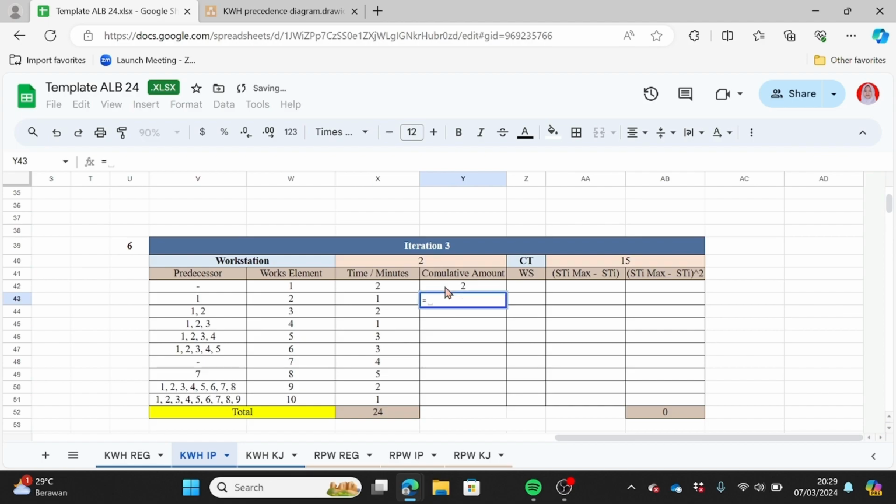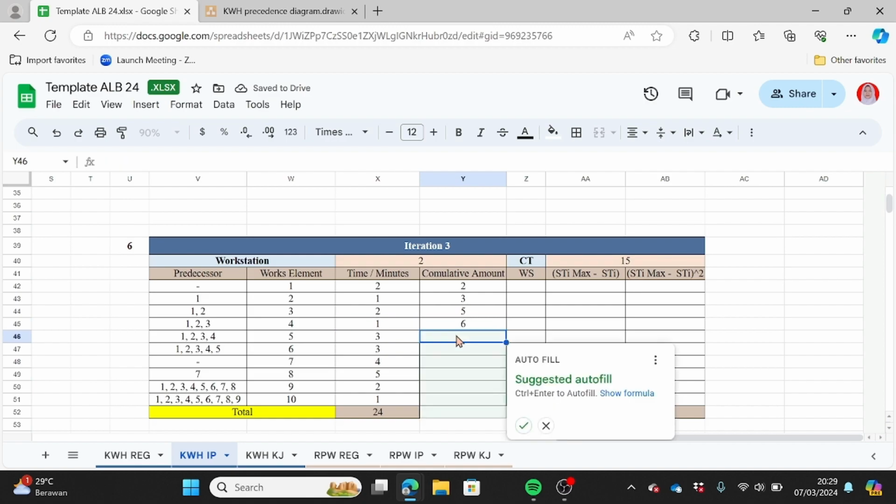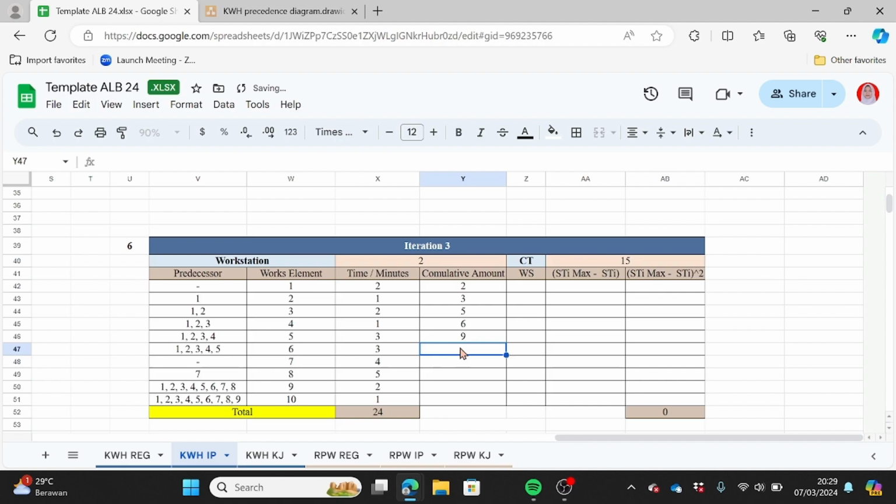2 plus 1, 5 plus 2, 5 plus 1, 5 plus 1, 6 plus 3, 9 plus 3. Okay, this is workstation 1. And then 4 plus 5, 9 plus 2, 11 plus 1. This is workstation 2.